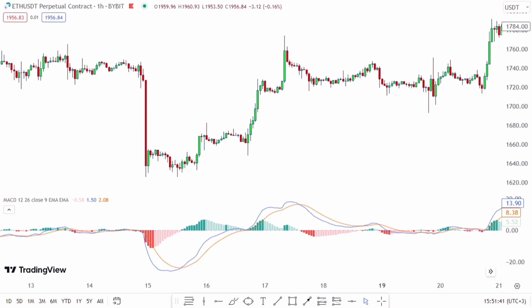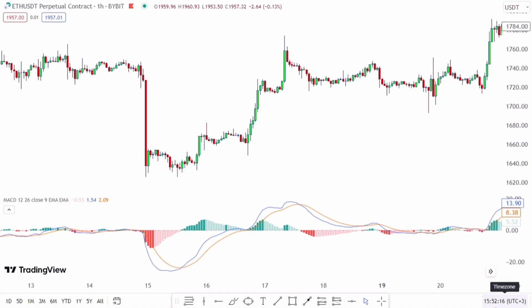Next, we have the histogram, which represents the difference between the MACD line and the signal line. For example, if the line crosses above the signal line, the histogram will turn green, and if it crosses below, it will turn red. The gap between the MACD line and the signal line also affects the size of the histogram. As you can see, if the two lines are further apart, the histogram gets bigger, and if the two lines get closer, the histogram becomes smaller. Finally, we have the zero line, which simply represents the center of the MACD indicator.